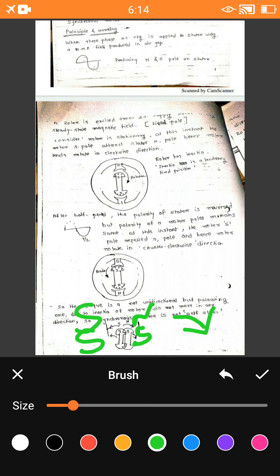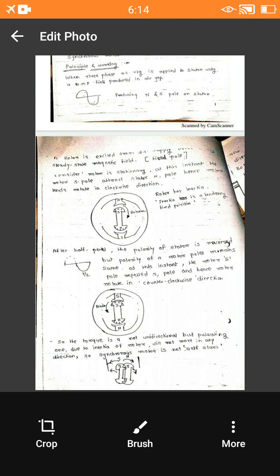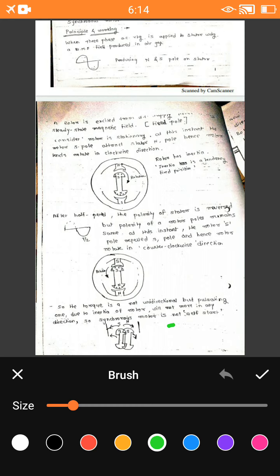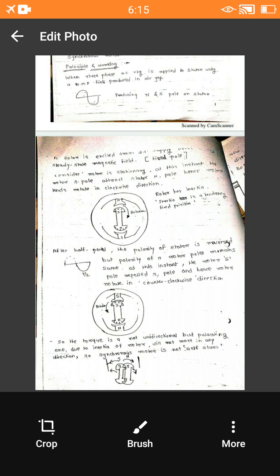That's why the stator S pole will repel and the torque will be produced in an anti-clockwise direction, which means there is no production of unidirectional torque. So the rotor will rotate in a pulsating manner, first in one direction and after that in the reverse direction. That's why the synchronous motor is not a self-start machine.